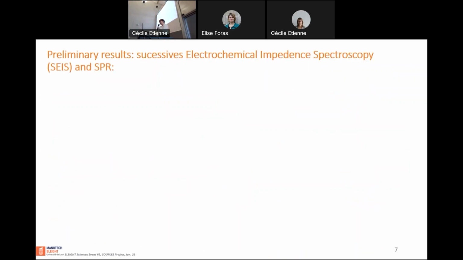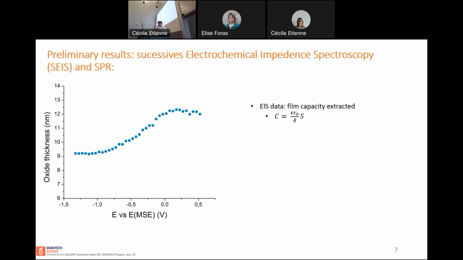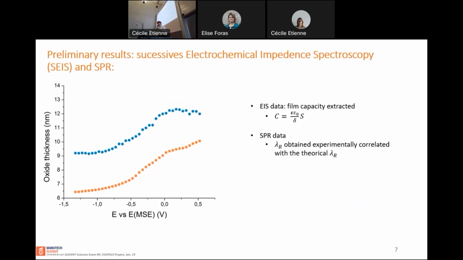So in order to achieve that, we have made some successive electrochemical impedance spectroscopy while measuring with the surface plasmon resonance. So here are the electrochemical data. For each dot here, one EIS has been done, which permits to give the film capacity of the electrochemical interface, and we were able to extract the oxide thickness. And then we were able to do the same with the SPR data.